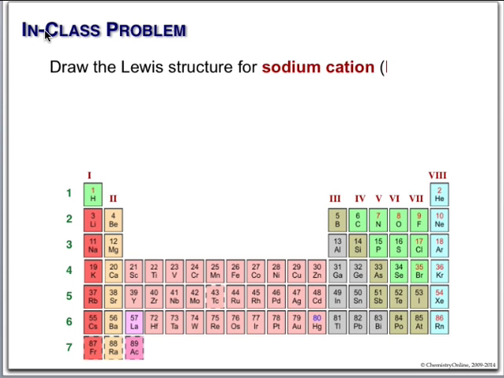All right, let's look at one more. How about the sodium cation? Let's find sodium. It's right here in group 1, symbol Na. Start off by drawing the symbol. Because it's in group 1, it will have 1 valence electron. Now to make the sodium cation, the cation is positively charged, right? So we have to simply take this electron away. There it goes.